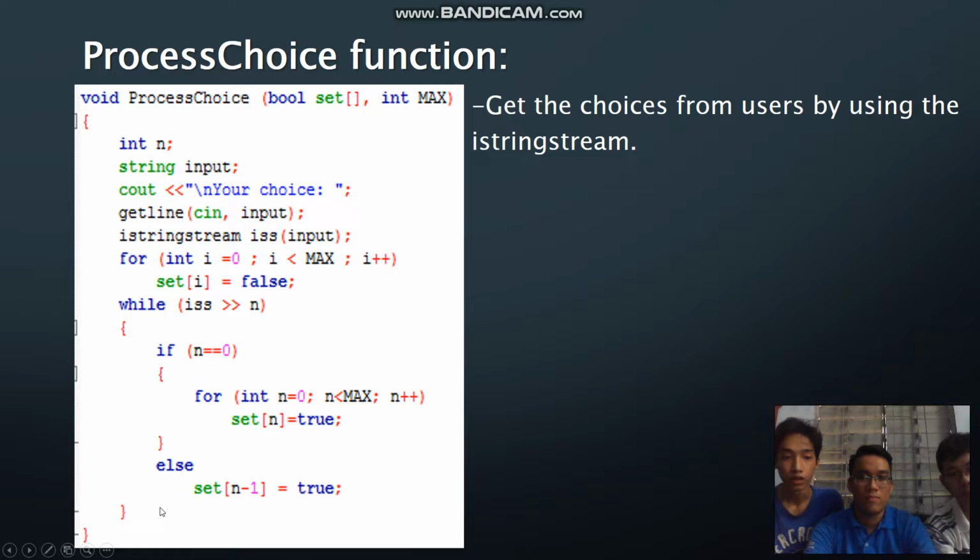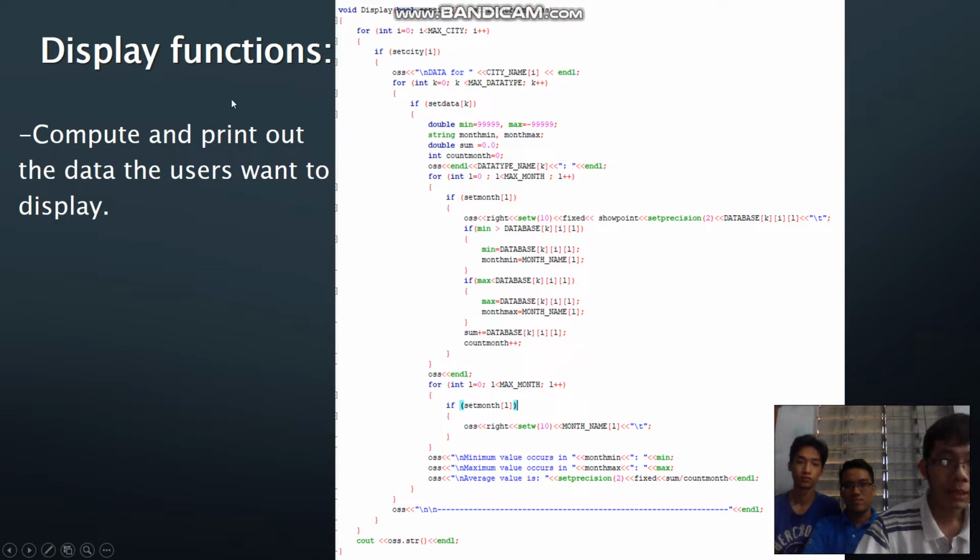The next part is made by Trieu. In the declaration, it will be used to compute and bring out the data the user wants to display. To do that, I will use a for loop to check the choice of the user.